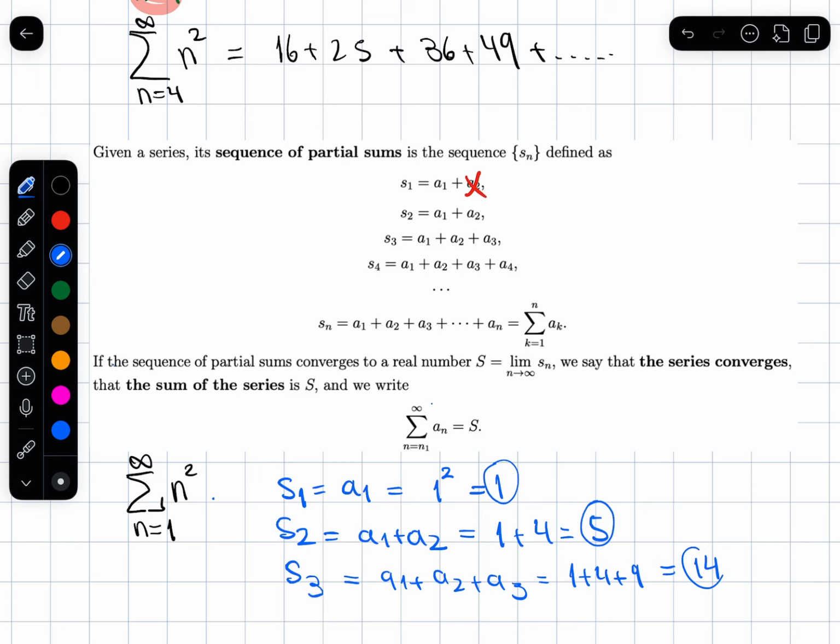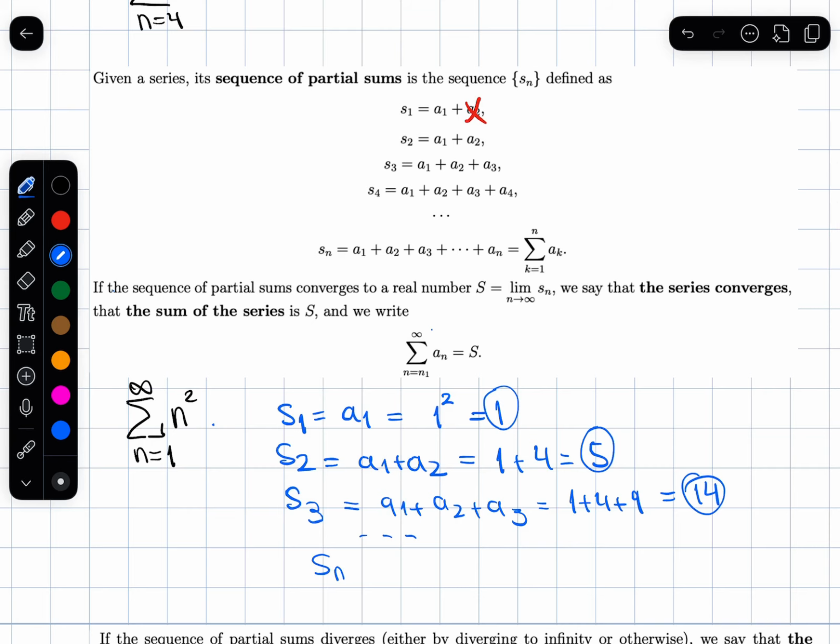So you can find S4, you can find S5, which means you can always find Sn. Not necessarily with a formula, but it exists as a number. For any n value that you decide to find, you can find what Sn is for that n.